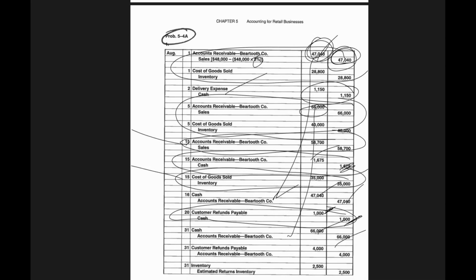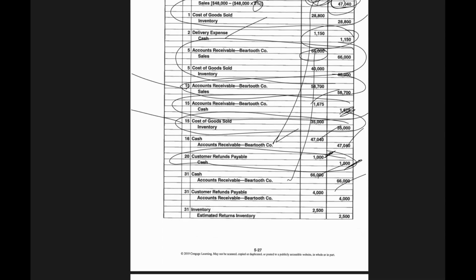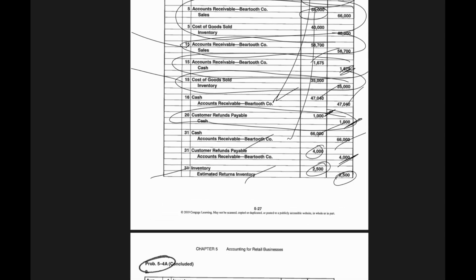On the 31st again, Summit Company issued Beartooth a credit memo for the merchandise with an invoice amount of $4,000 that was returned from the August 15th sale. The cost is $2,500. So we reduce their AR because they haven't paid us yet, but we put the $4,000 into customer refunds payable. We credit this estimated returns inventory and we put it into inventory for $2,500. It's coming back into inventory. Then it also asks for this problem, do it for Beartooth.